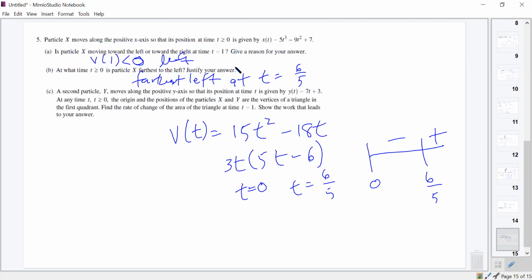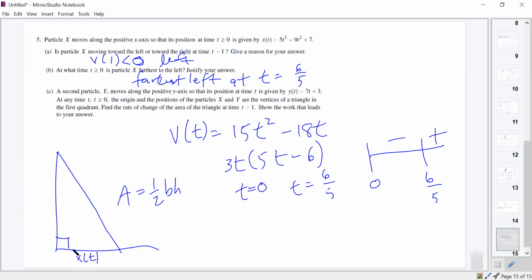Then part C, we've got a second particle that moves along the positive y-axis with this position. And then it says the vertices of a right triangle are the positions of x and y with the origin, which gives us a right triangle. We want to find the rate of change of the area of the triangle at t equals 1. So the area of the triangle ought to be 1/2 base times height. Well, the base ought to be x of t, and the height ought to be y of t.